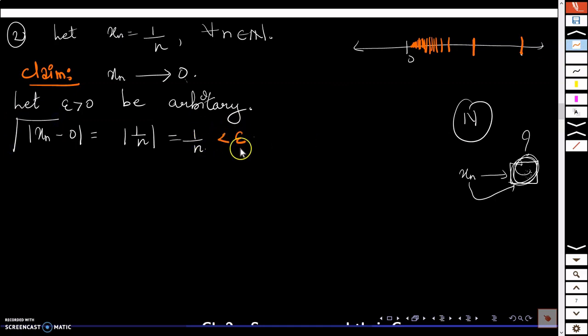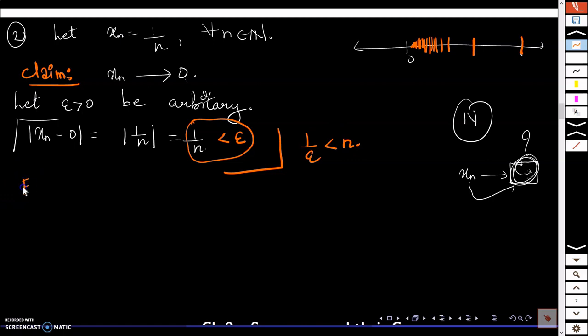So if I want 1 by n to be less than epsilon, then 1 upon epsilon should be less than n, right? And from where can I get such an n? By Archimedean property. Epsilon is any positive real number, and the Archimedean property says if you give me any real number epsilon, then I can find a natural number such that 1 upon n is less than epsilon. So the Archimedean property is going to give me such a natural number.